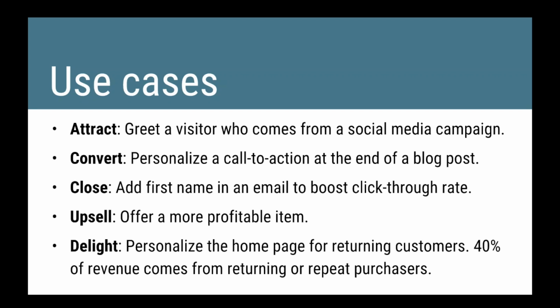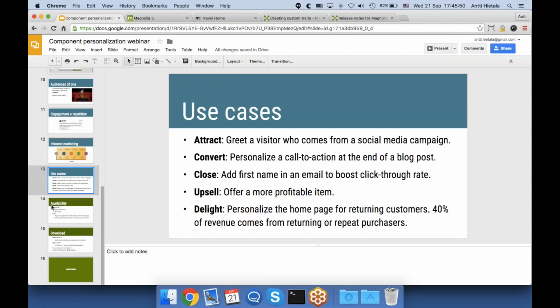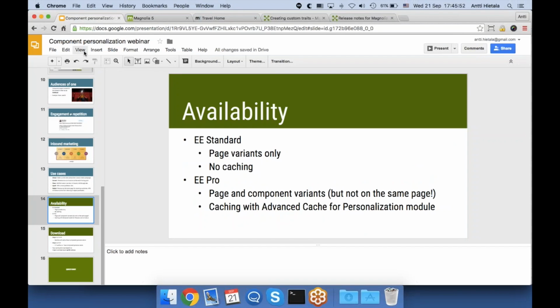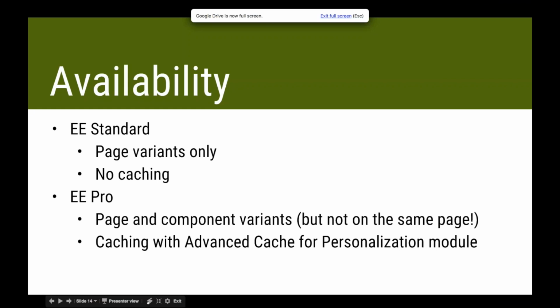And 40% of revenue comes from returning or repeat purchases. This data comes from Forrester. And again, just like with upsell, it makes sense to sell to a known customer and take advantage of the attributes that you already know. So we walked through the examples and some use cases. Let's look now at the availability of personalization in Magnolia.